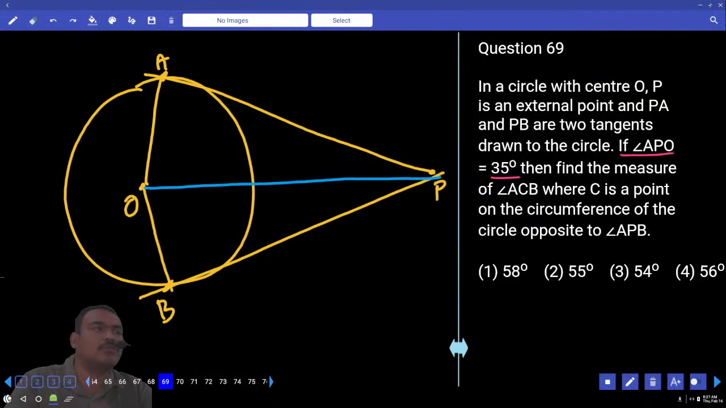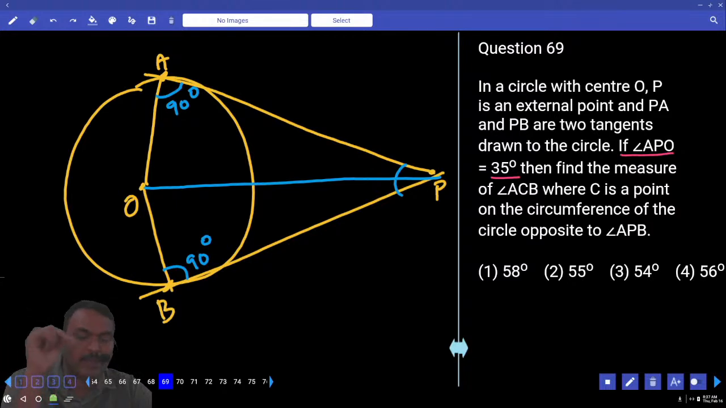It splits into two right angle triangles. Angle A is 90 degrees, and angle B is also 90 degrees. One minute. OAPB is a quadrilateral. What is the sum of the angles of a quadrilateral? 360. So the sum of the opposite angles is 180. 90 plus 90 is 180, so these two also sum to 180.